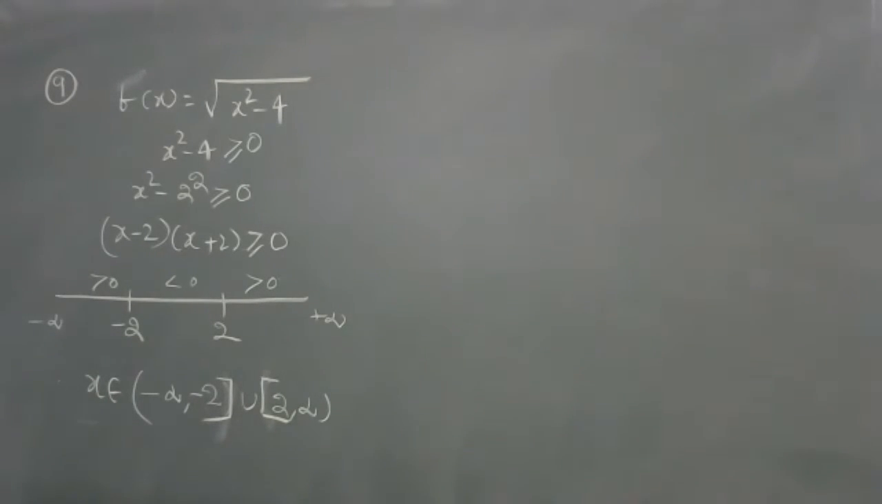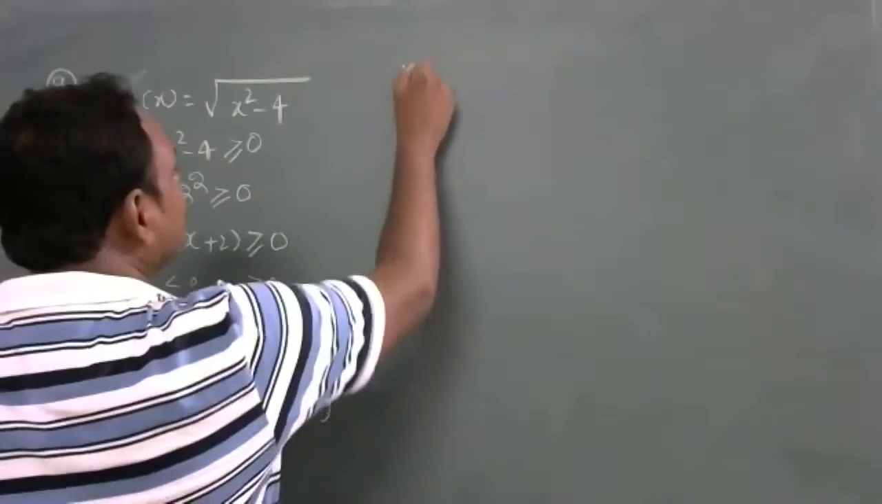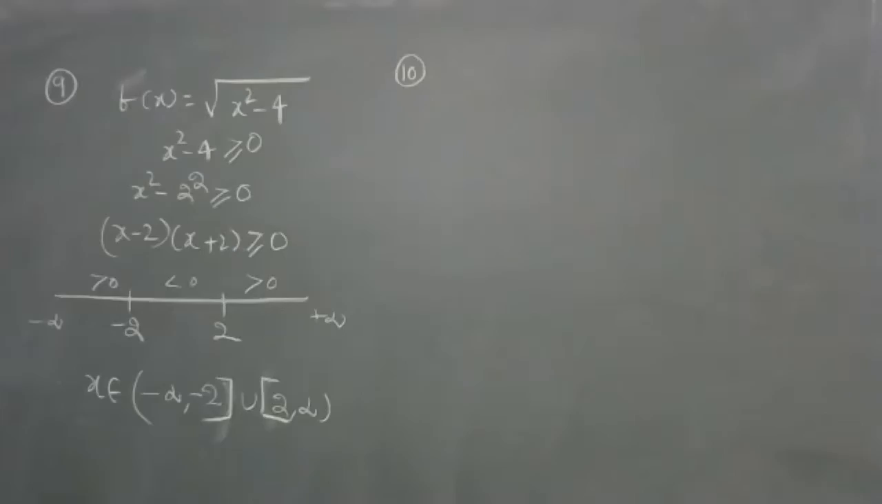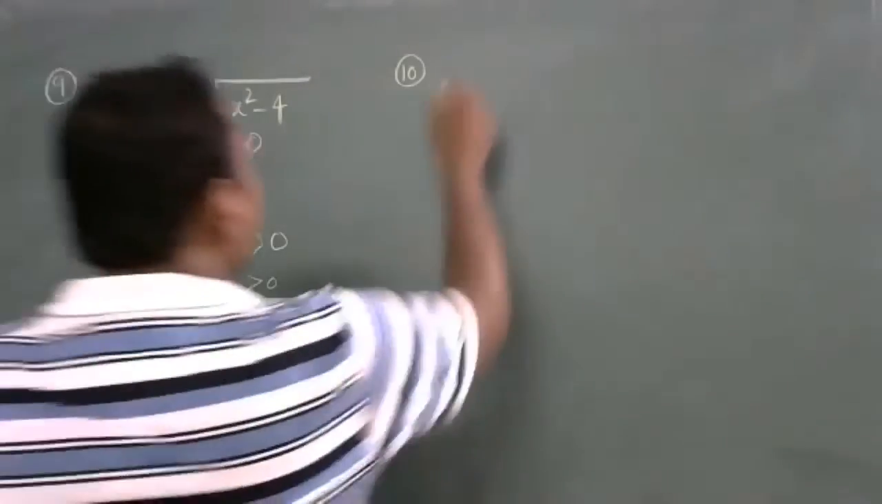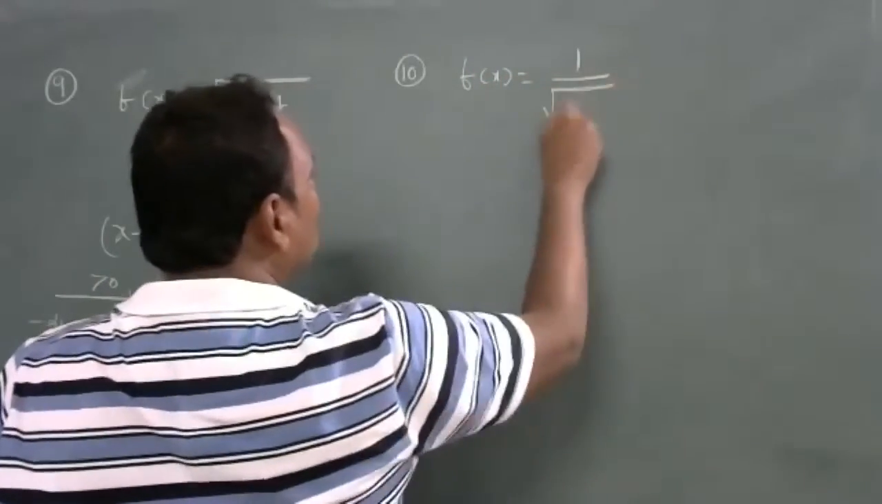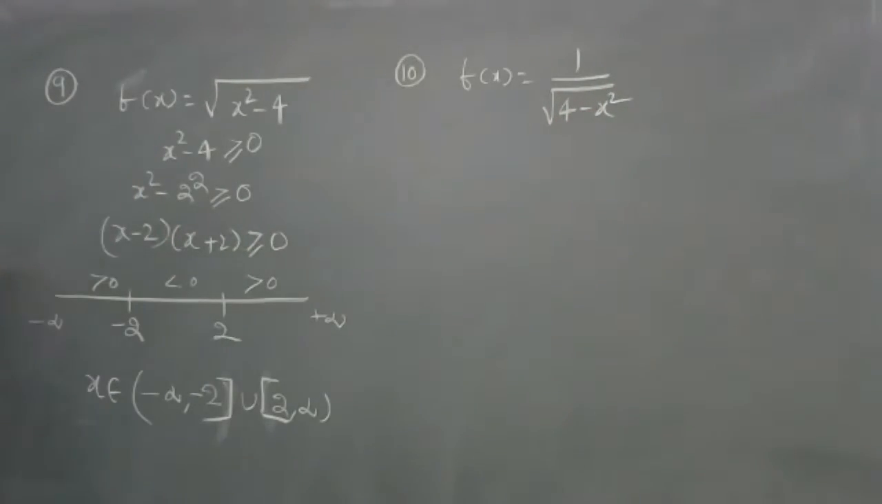This is the way we did it. Now the 10th one, find the domain of one more problem. For example, f of x is equal to 1 by square root of 4 minus x square. How will we find this particular problem?